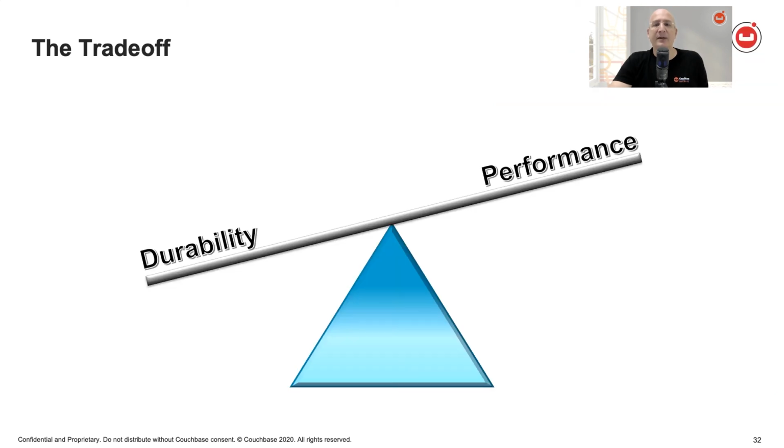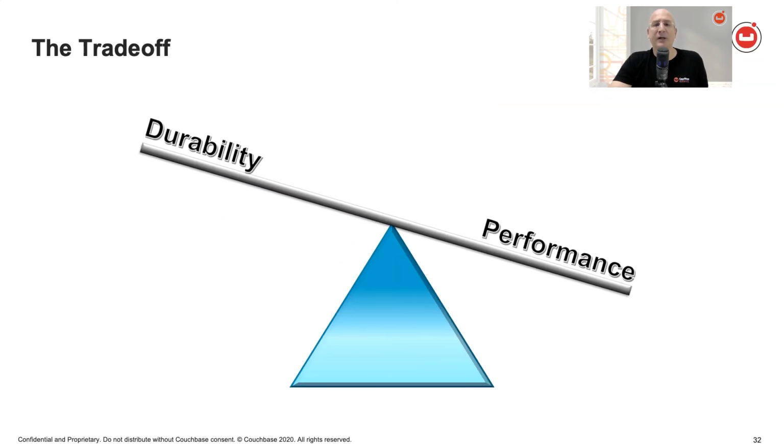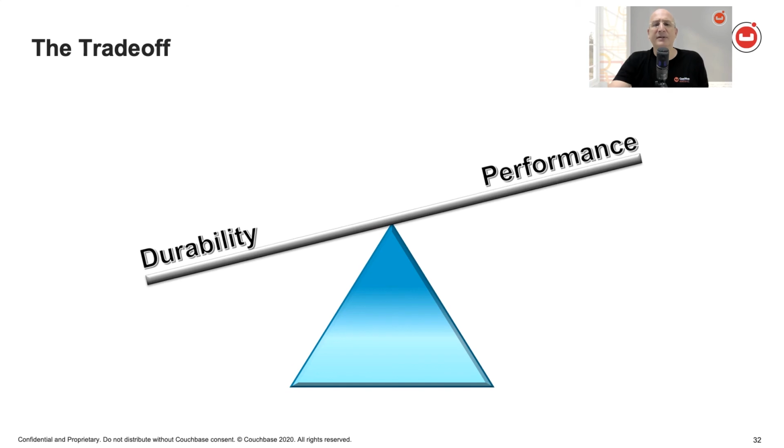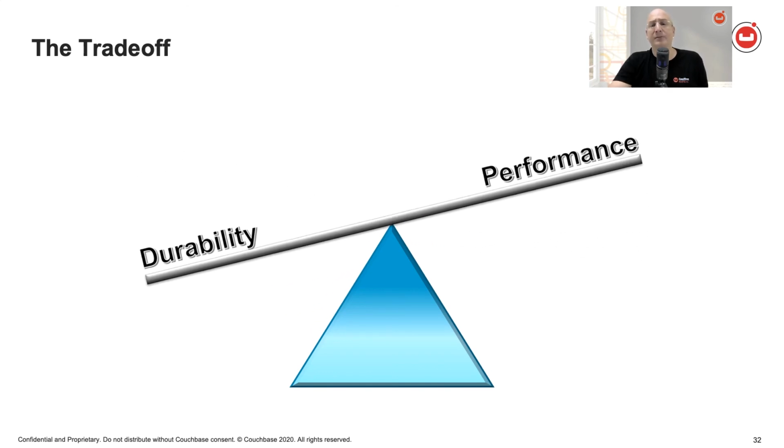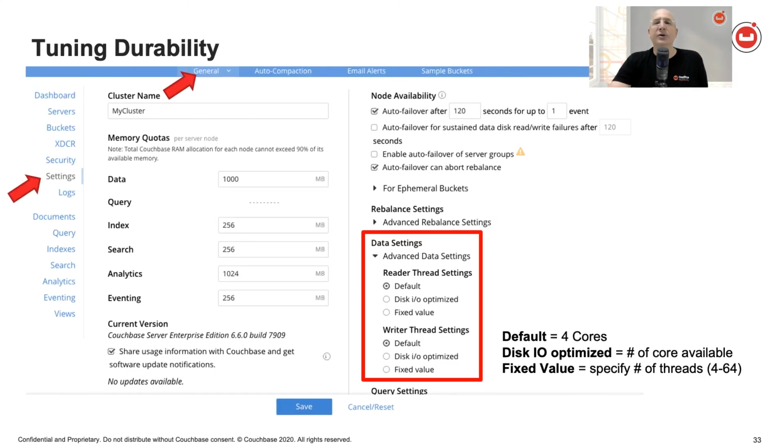Durability isn't cheap, and it comes with a price. The higher durability you choose, the more impact it will have on your performance. There is a clear trade-off here that needs to be taken under consideration. You can tune your cluster to produce better performance when you perform durable operations using the majority and persist active level or persist to majority level. On the Couchbase web UI, you can choose Settings and then General.